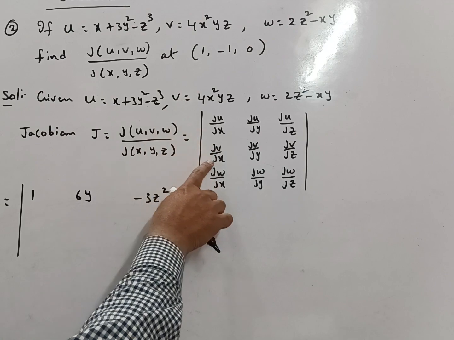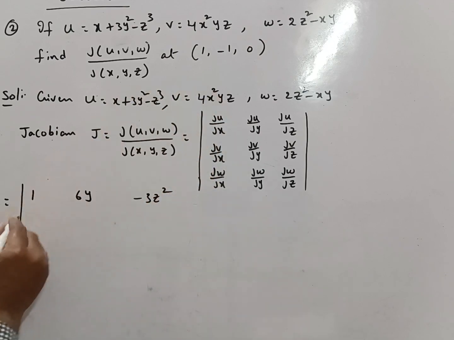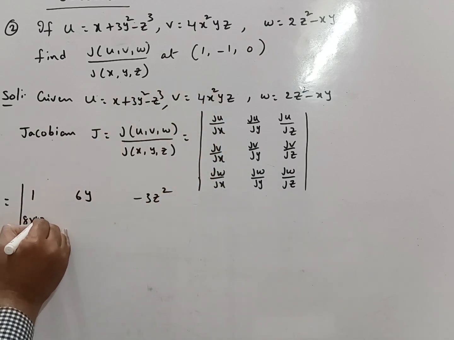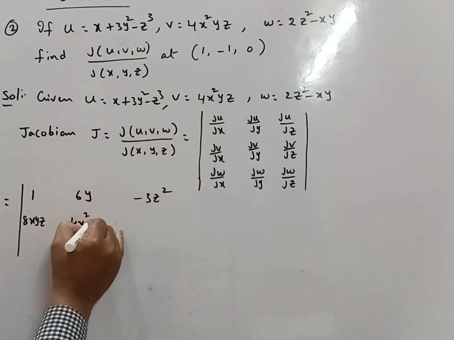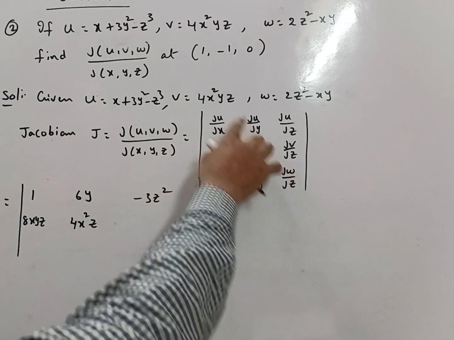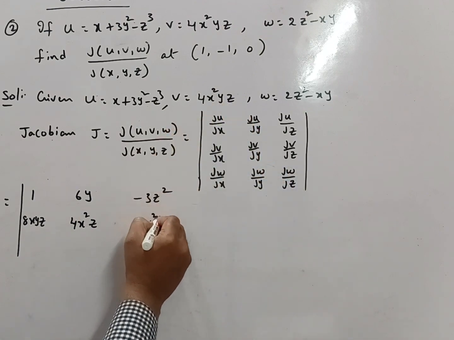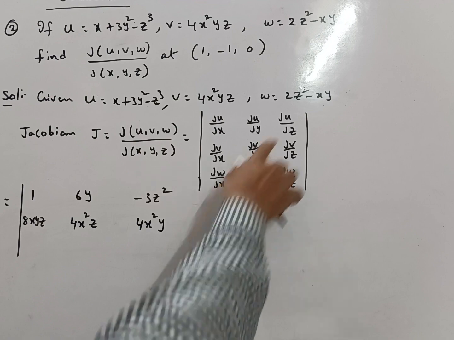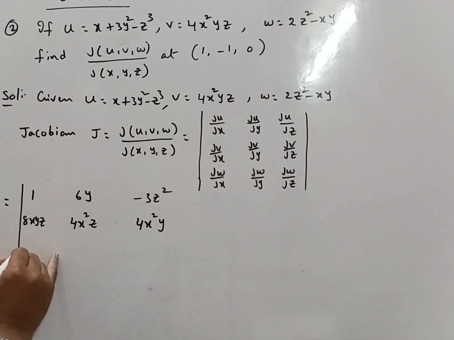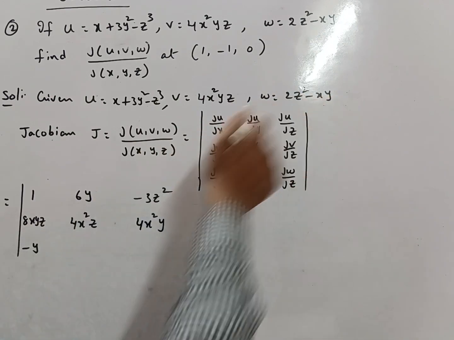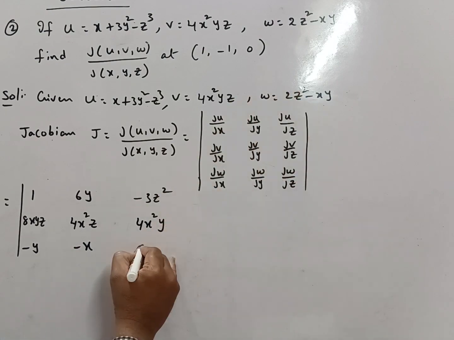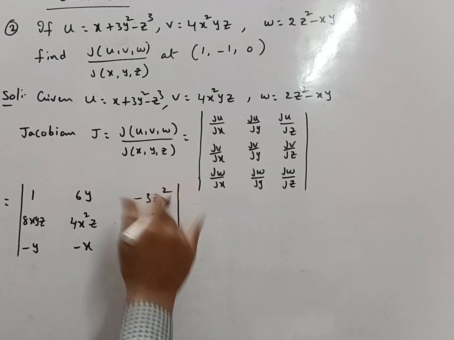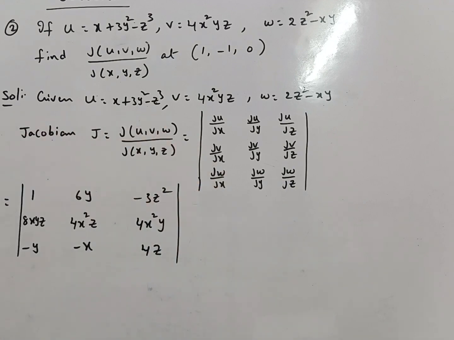Next, v with respect to x. X square is 2x, so I get 8xyz. V with respect to y. Y is 1, I get 4x square z. V with respect to z. Z is 1, I get 4x square y. Next, w with respect to x. X is 1, I get minus y. With respect to y, y is 1, I get minus x. W with respect to z. Z square is 2z, 2 into 2 is 4z. That's it.